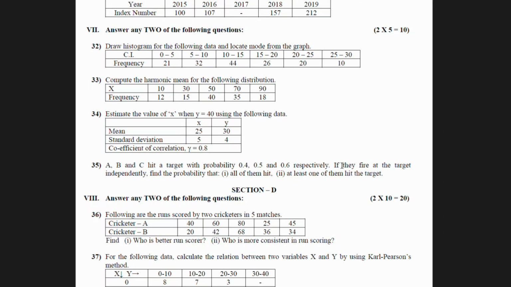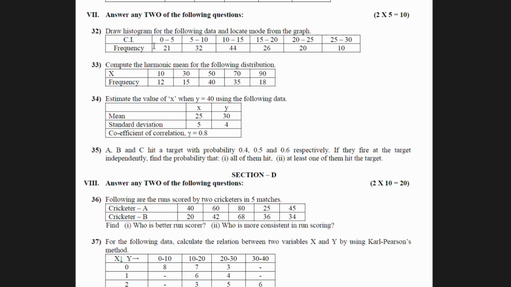In this video, we shall discuss the second subsection of section C, that is 5 mark questions, and section D, that is 10 mark questions. Now let us begin with the 32nd question here.